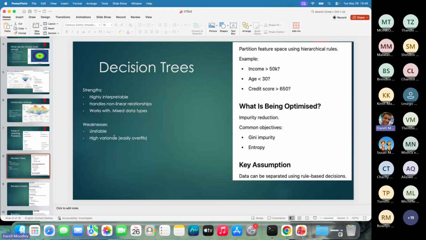But if you change the training data slightly, and then the architecture of the model changes significantly, then that's what we mean by unstable. The model is very sensitive to the data you train it with. You make a small change in your training data and that makes a significant change in the architecture of your tree. High variance, you're all very familiar with this.